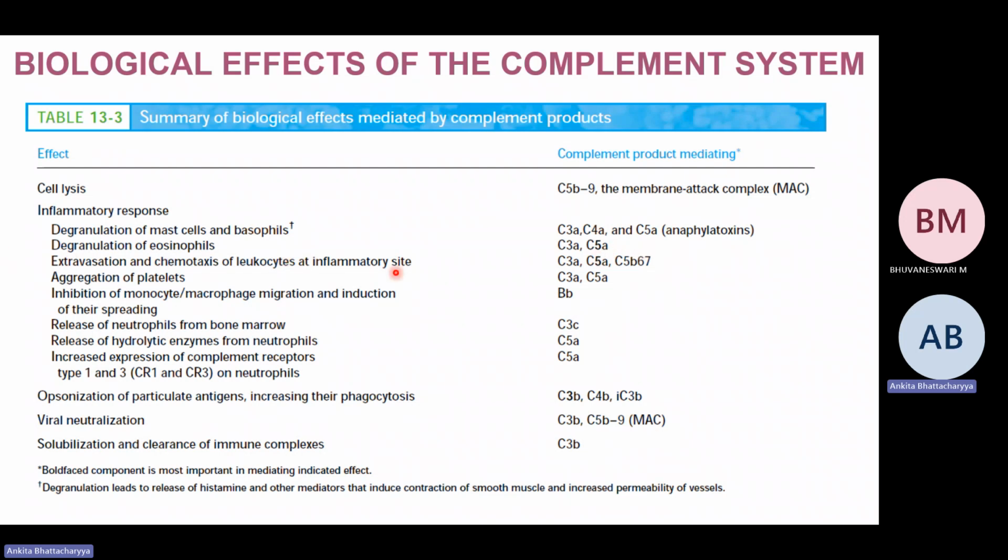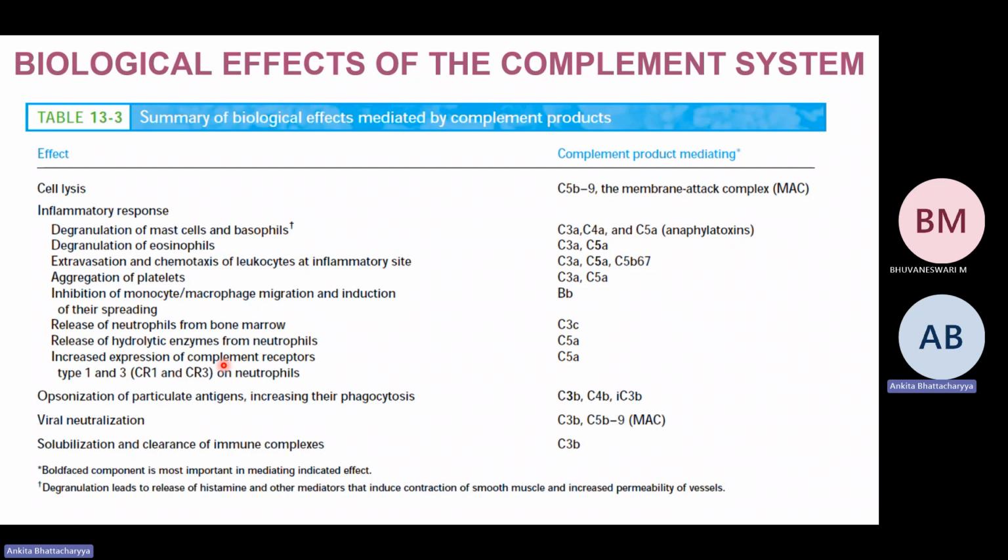Extravasation and leukocyte chemotaxis towards the inflammatory site. Platelet aggregation. Inhibition of monocyte macrophage migration and induction of their spreading. Release of neutrophils from bone marrow, release of hydrolytic enzymes from neutrophils, increased expression of complement receptors on neutrophils, and so on.